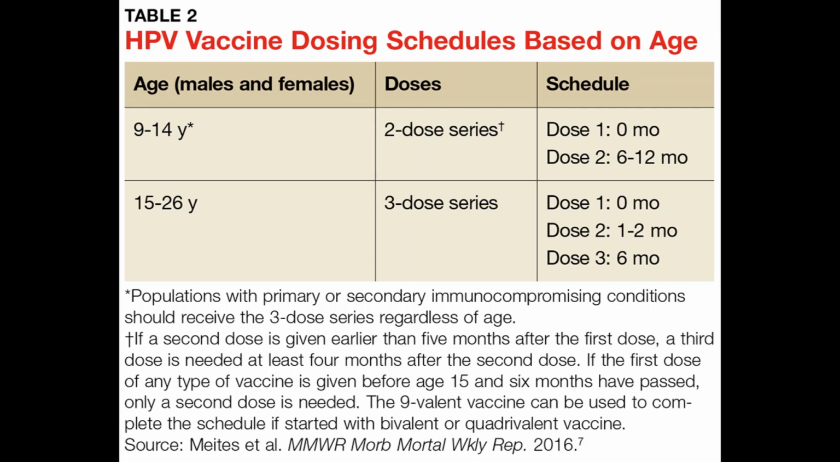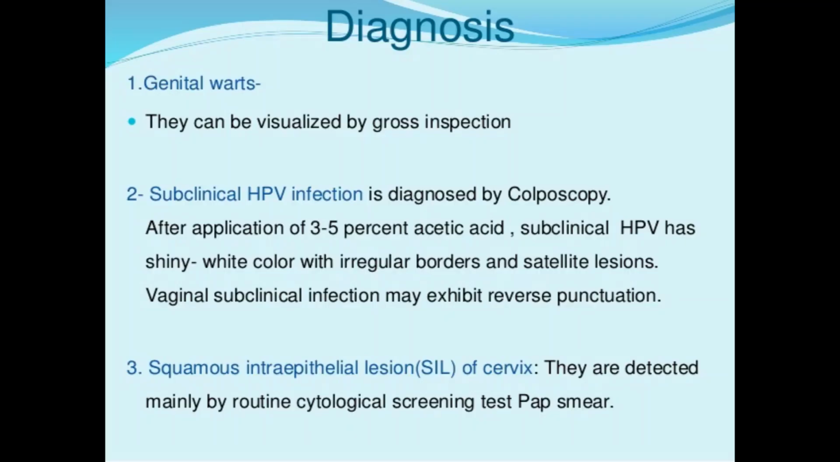Teens and young adults who begin the vaccine series later, at ages 15 through 26, should continue to receive 3 doses of the vaccine. The CDC now recommends catch-up HPV vaccination for all people through age 26 who are not adequately vaccinated. Now let me tell you about the diagnosis.